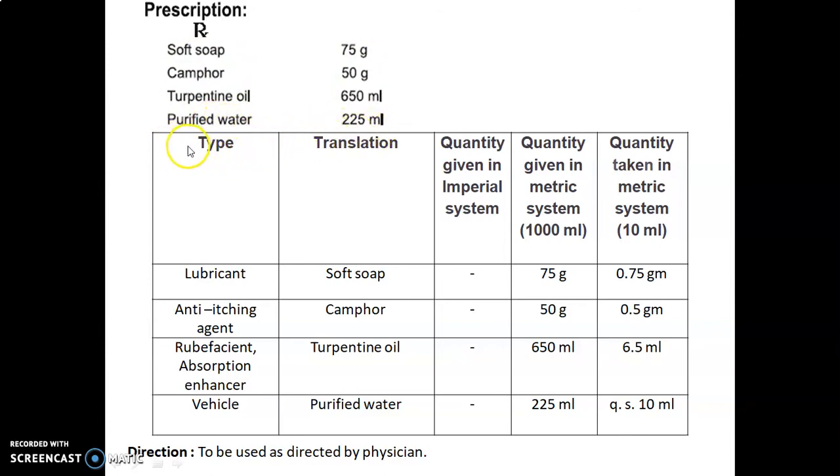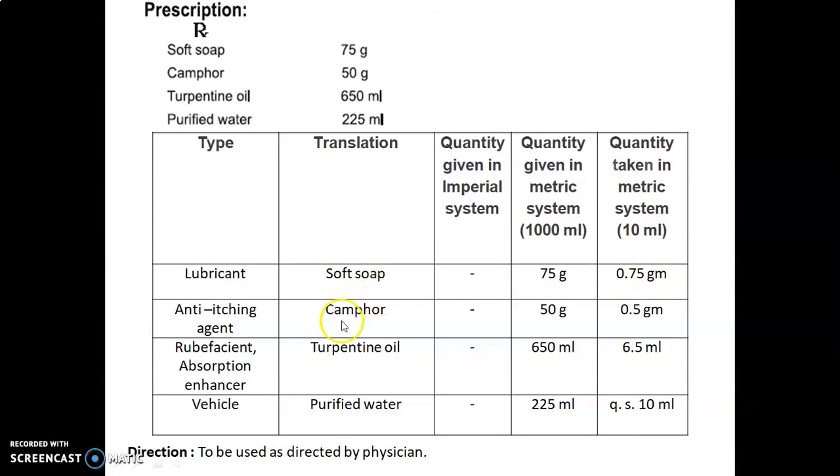So this is the formula table, where type means the category or role or use of the ingredient, followed by the name of the ingredient. Here the formula is directly given in the metric system, so quantities in the imperial system are not given. So we have quantities in the metric system for 1000 ml and quantities taken in the metric system for 10 ml.